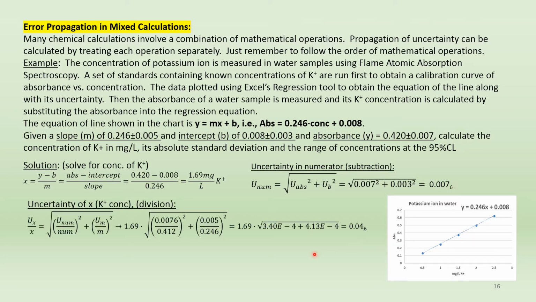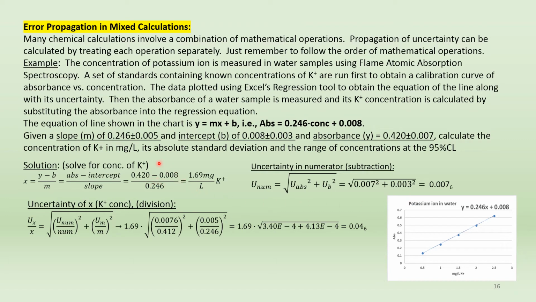Next, we want to calculate the relative uncertainty on the concentration. We do that because this next operation is division. So the relative uncertainty of the concentration will be equal to the root of the sum of the squares of the relative uncertainties of the numerator and the denominator. So I'm going to rearrange this equation right now. I'm going to bring x to the right hand side, which is 1.69, and multiply by the root of the sum of the squares of the relative uncertainties of the numerator, which we calculated here as 0.0076, on 0.412.